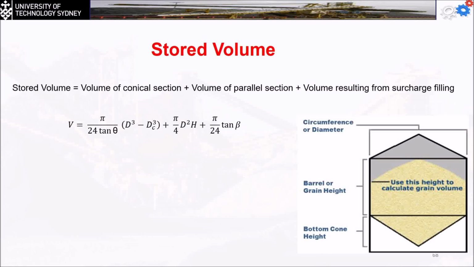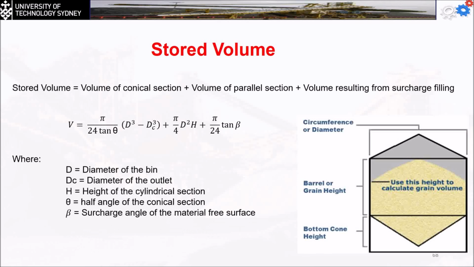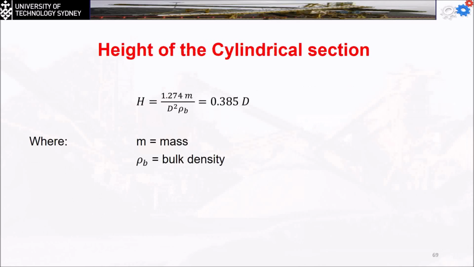D is the diameter of the bin itself, dc the diameter of the outlet. We are going to have the height of the cylindrical section h, theta is the half angle of the conical section, and beta is the surcharge angle of the material free surface. Okay, that's the beta. The height of the cylindrical section, h, usually should be preferred to be 0.385 multiplied by the diameter. Or we can simply calculate it by 1.274 multiplied by the mass divided by d squared rho of the material.